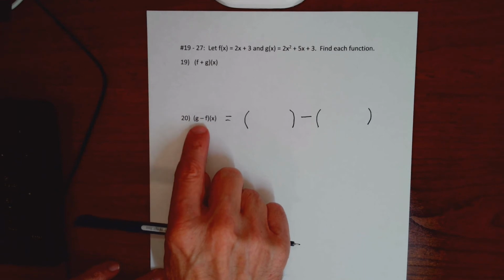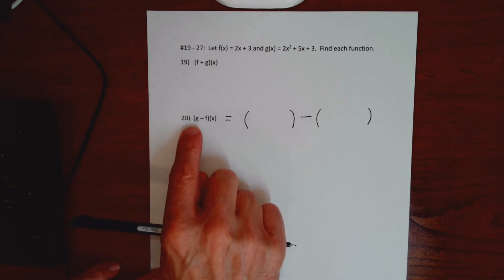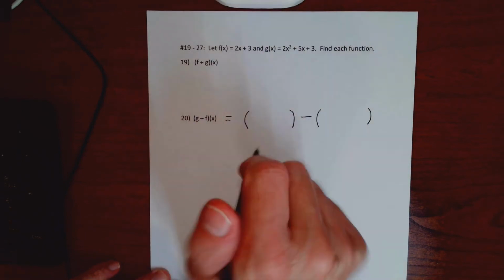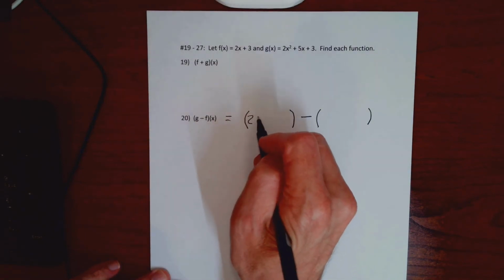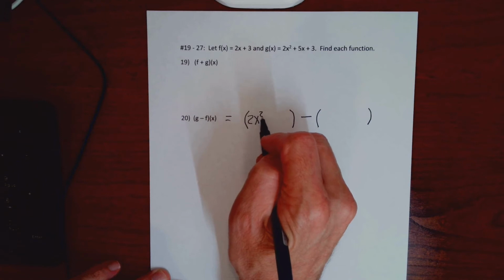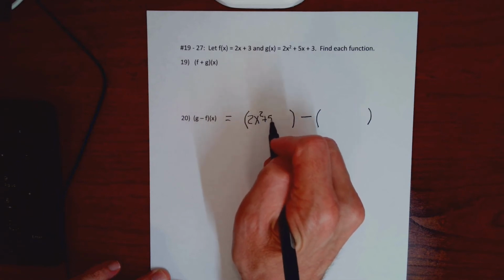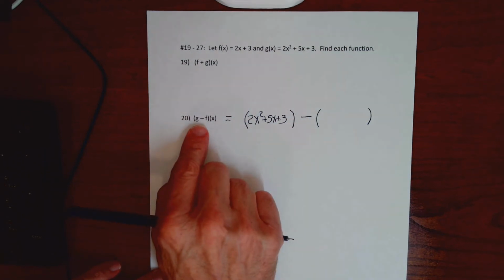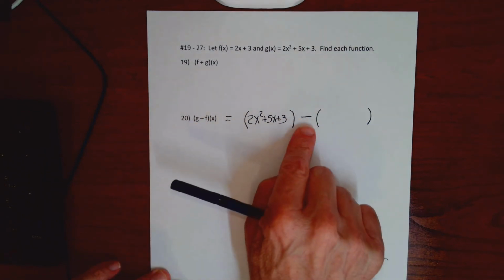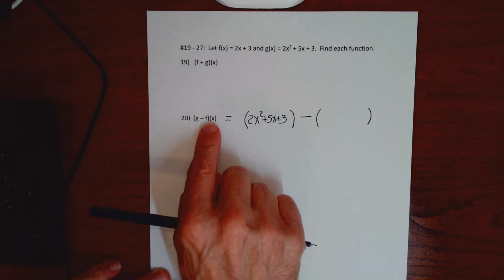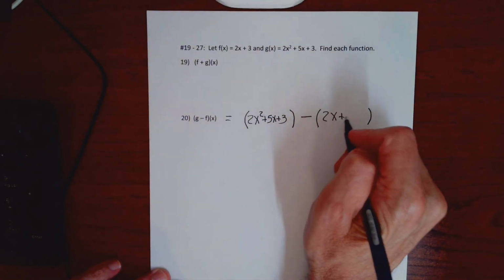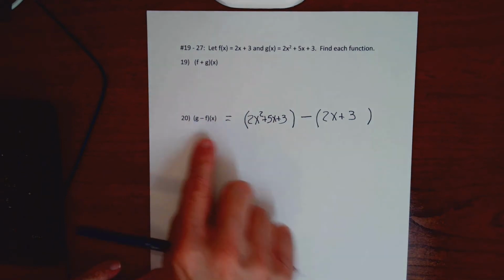It's the left side here that I'm really worried about. I'm supposed to subtract the g function first minus the f function. The g function is 2x squared plus 5x plus 3. It's written first. I'm going to write it first. The minus sign is written second in the first parentheses. I'm going to put it second. And then the f is written second or third. I'm going to write it last. This is what g minus f of x is.